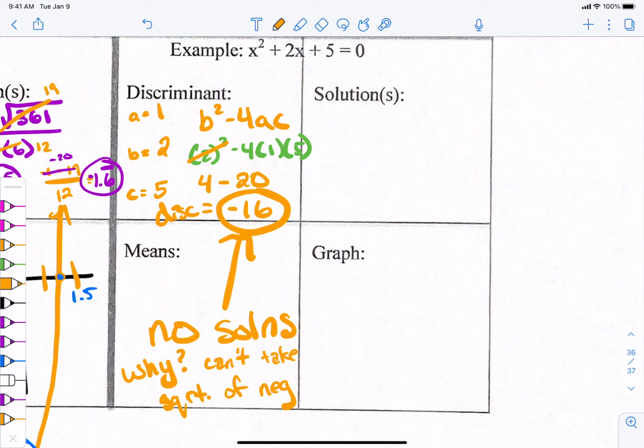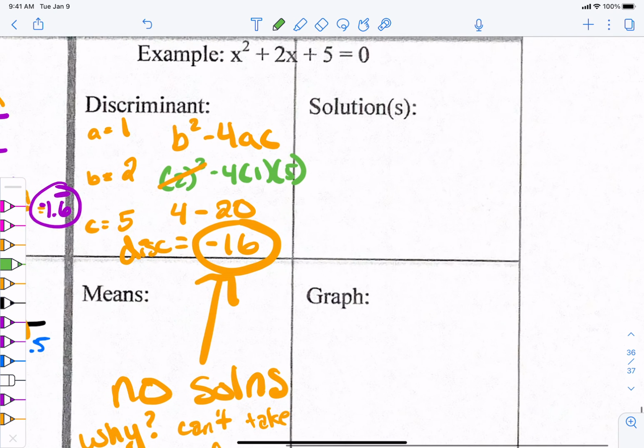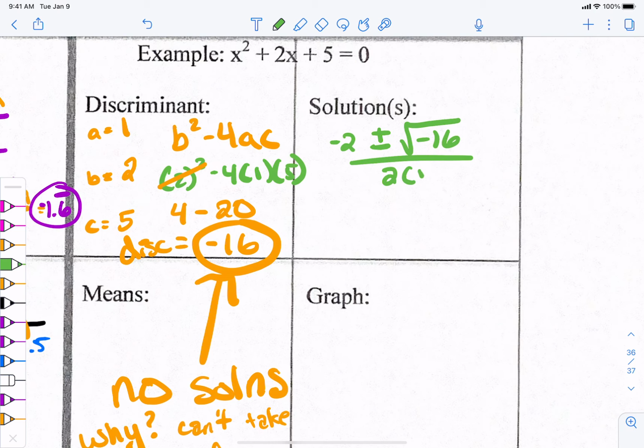However, in the next box, they say find the solution. So even though it has no solutions, we still have to find the solution, but it will be imaginary, right? So we still have to do that. Negative b. What will that look like? So it'd be negative 2 plus and minus the square root of negative 16 all over 2 times 1.